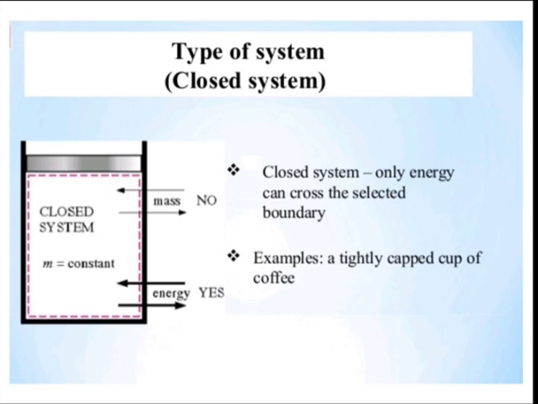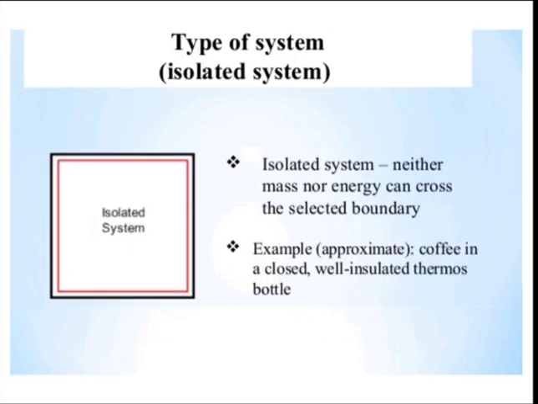Then the next type of system is the isolated system. Now see, the isolated system is a system which transfers neither mass nor energy through the selected boundary. An example of this type of system is the coffee in a closed, well-insulated thermos bottle, or a thermos flask, in which heat and mass cannot be transferred from the system to the surrounding. So the system is known as an isolated system.